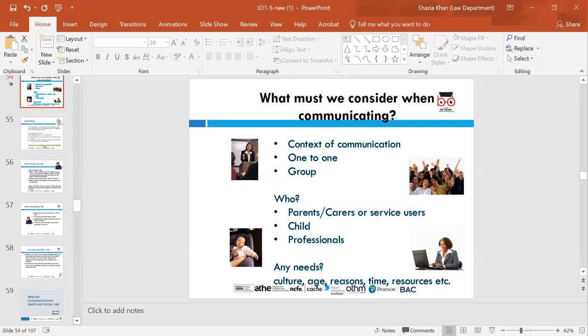Also, there are other reasons. So it could be disabilities. It could be things like time and the resources.